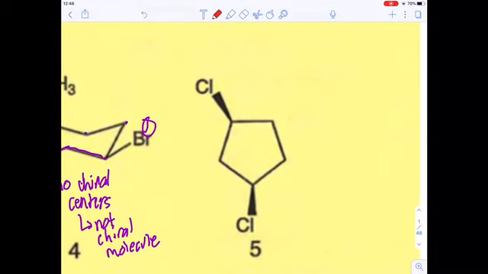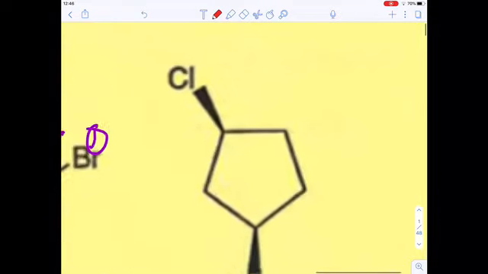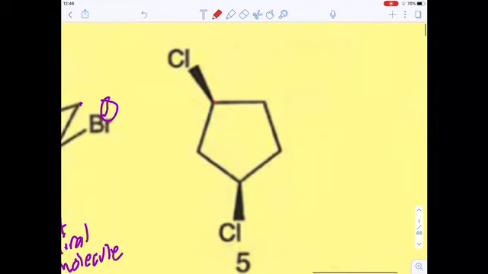Number 5. Alrighty, so we see that they're not opposite to each other. So that means the different sides of the ring are going to have priority. So you know that this compound is going to have chiral centers. Now the question is, is it meso or not? So starting with this carbon up here, you're going to rank priority. Obviously the halogen is going to get number 1. And now you're going to compare the 2 sides of the ring.